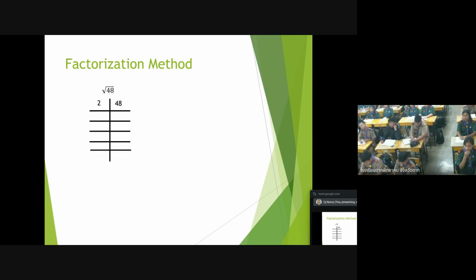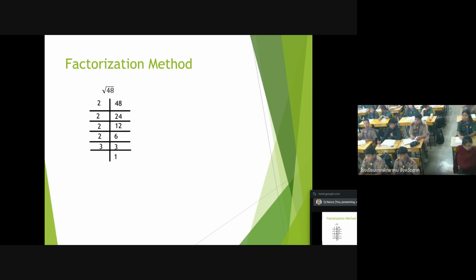Okay, so we have 24. And then divide again by 2. Okay, so we have 12. And 2 again, we have 6. And then 2 again, we have 3. And we need to proceed to 3 because 3 is also prime, right? So 3 until you get 1.